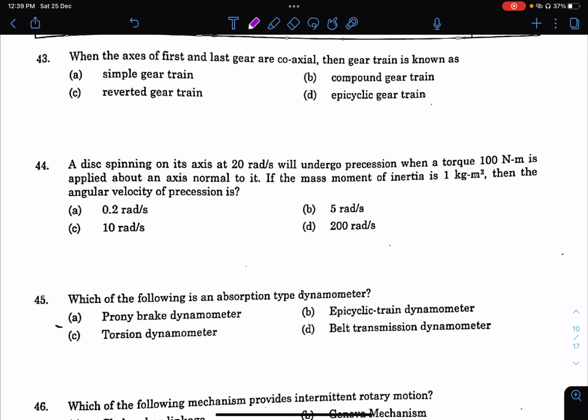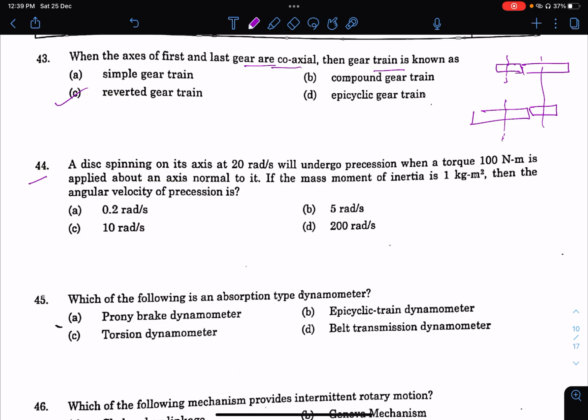When the axes of the first and last gear are coaxial, then the gear train is known as... So it is something like this. This is our first gear mounted on this one. Here is our second gear. So these axes are coaxial, but not joined by a shaft. So this type of gear system is known as a reverted gear train.